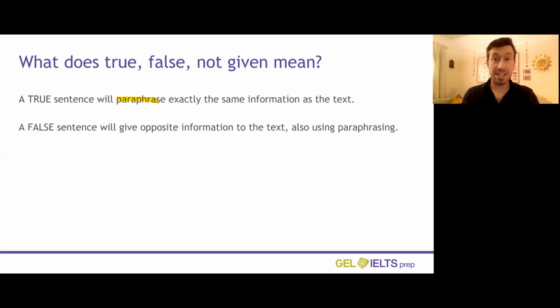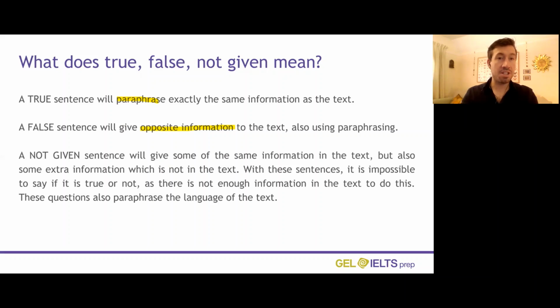A false sentence will give opposite information to the text. So it will use paraphrasing, but it will have the opposite meaning to what's in the question. So you can say, okay, that's false.